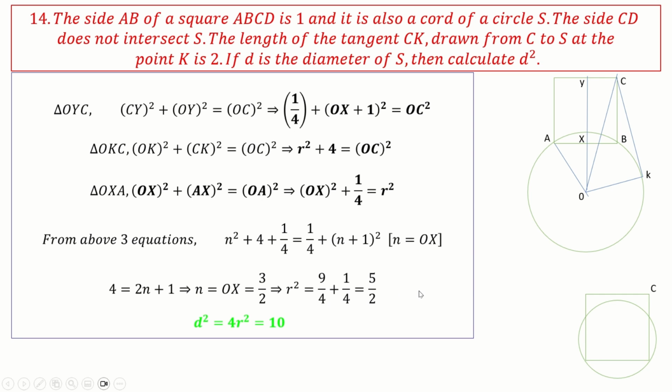And I am looking at D square, which is nothing but 4R square, which is 10. That's the answer. Next. This one is moderate, I would say.